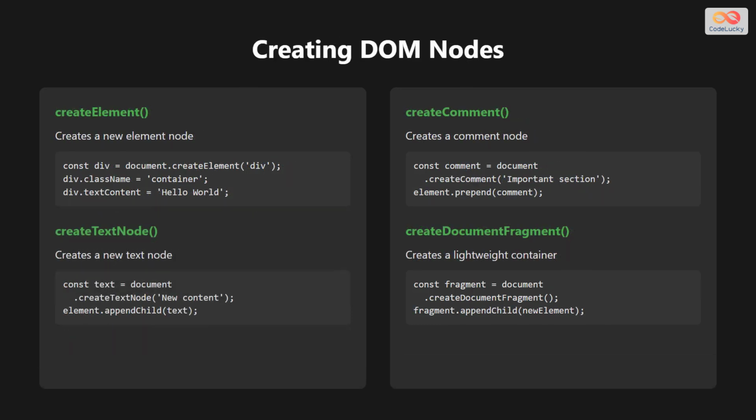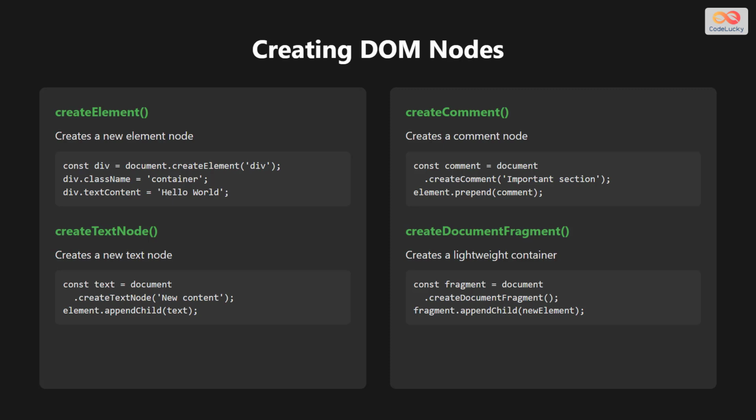Now let's discuss how to create new DOM nodes using JavaScript. The first method is createElement. It is used to create a new element node of the specified tag name. For example, you can create a div element. After creating the element, you can set its attributes like the class name and content.